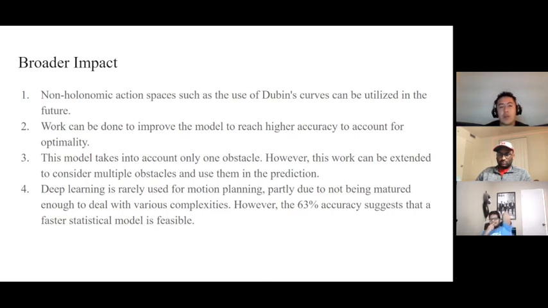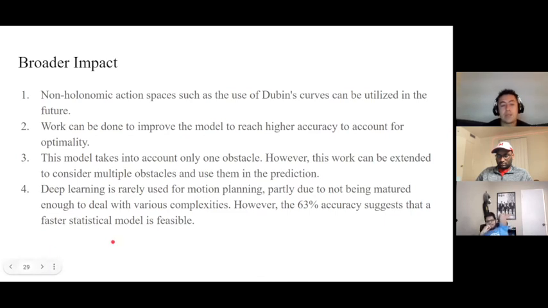As we mentioned before, most of our data was generated. So if we have more models that perform better and we get better data, this model could improve. Additionally, this model takes into account one obstacle. However, this could be extended to multiple obstacles or dynamic obstacles. Our model only shows the static obstacle, but as future progress, we can do dynamic obstacles, which requires more computational power.